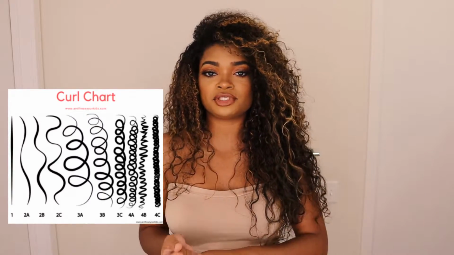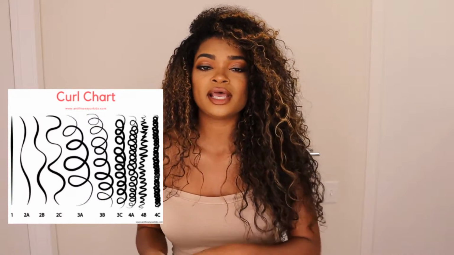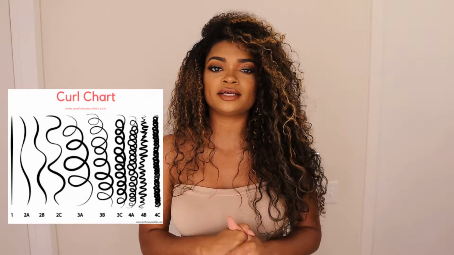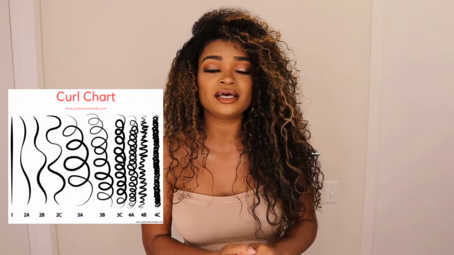Today I'm going over curl pattern. So this means what is your curl type? Generally, there are 4 levels of curl. You have type 1, type 2, type 3, and type 4 curls. And then within each of those curl patterns, there are sub patterns, which are A, B, and C. So today I'm going to go in depth in what 2 through 4 is, because really, type 1 hair is just straight hair and we ain't here for that.